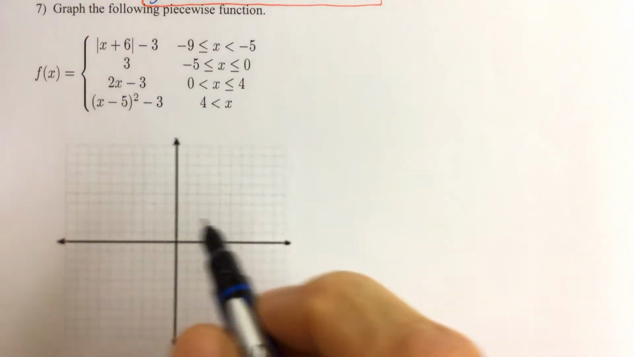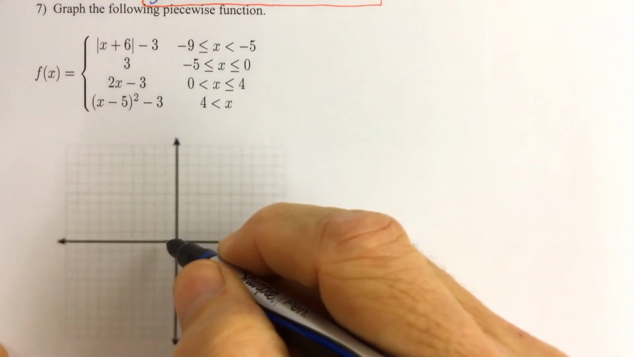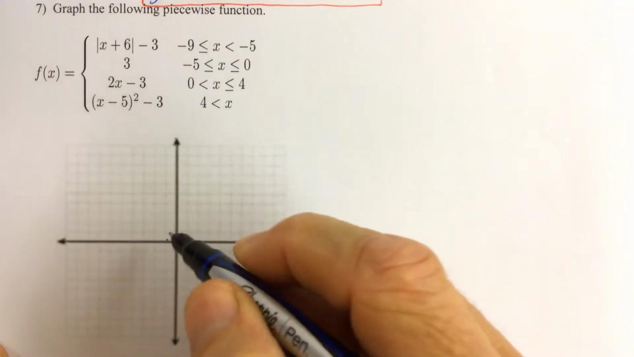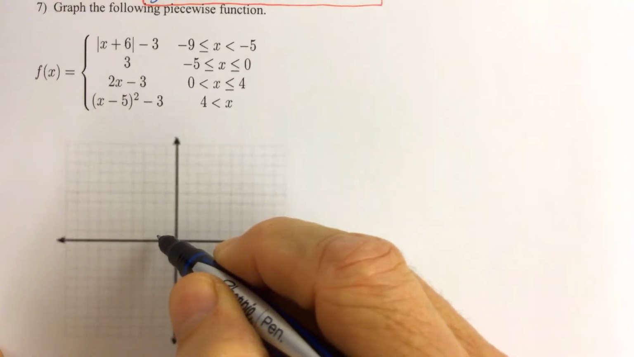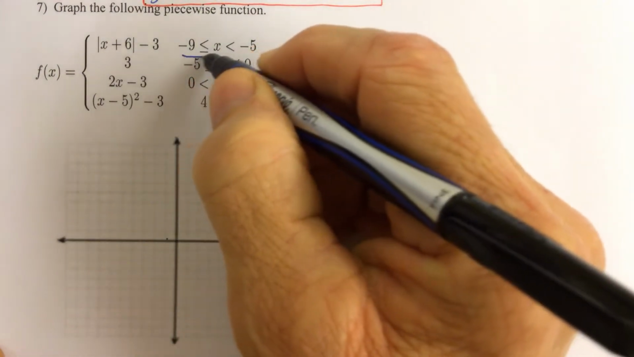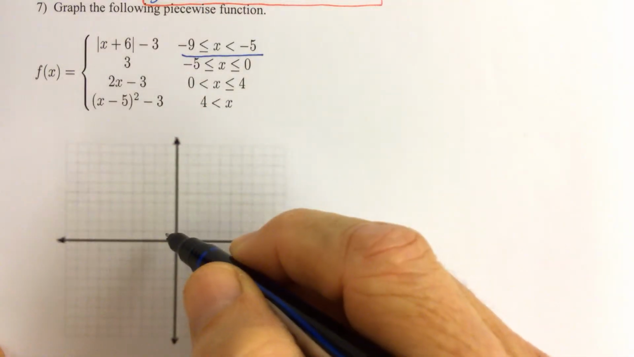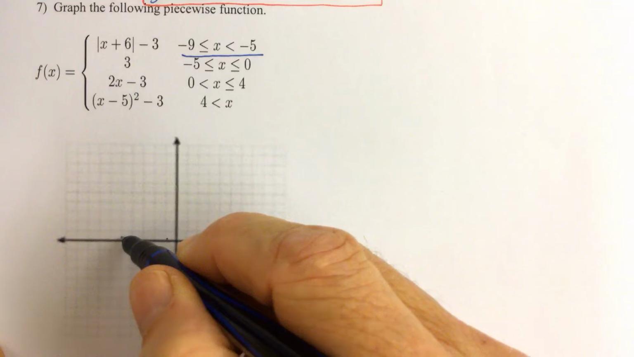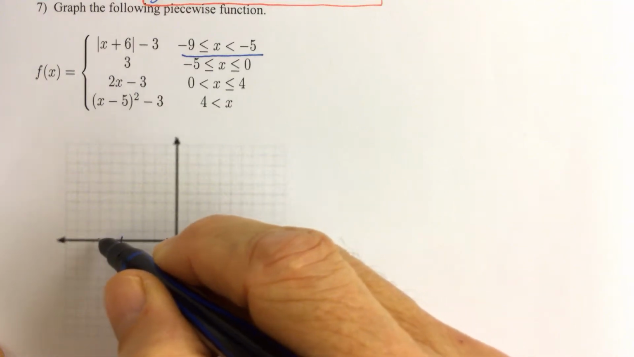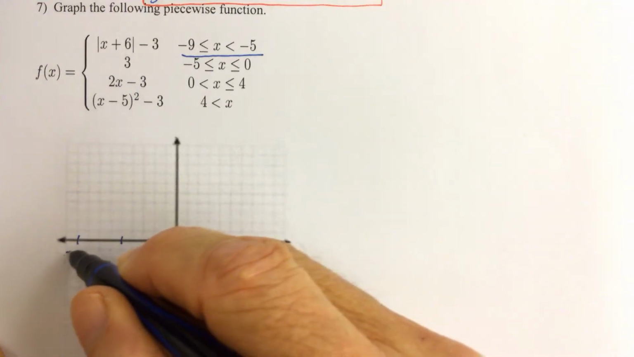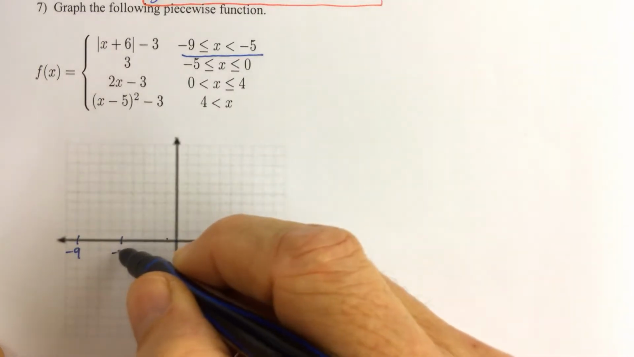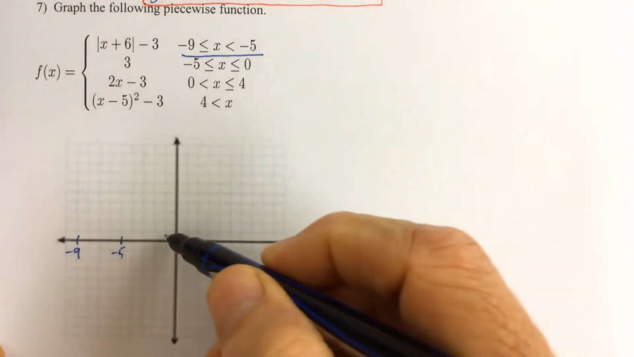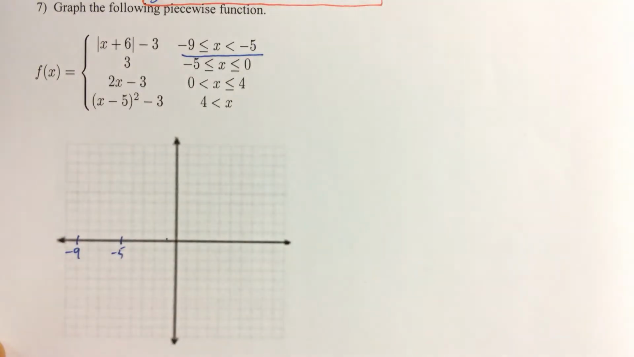I know it's been a while since we've graphed piecewise functions, but I'm hoping that just with a little bit of effort here it'll all come back to you. -9 to -5, that's our first domain restriction. So I'm going to count over 2, 3, 4, 5, that's -5, 6, 7, 8, 9, that's -9. So that's our first domain restriction. And I'm going to go ahead and highlight that.